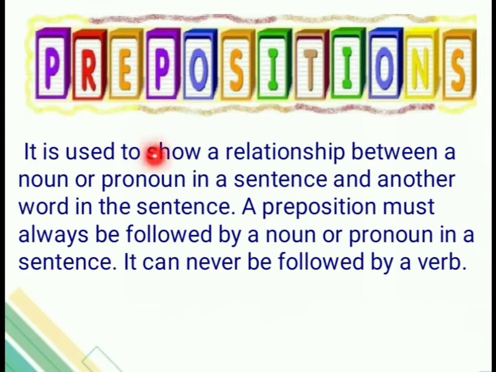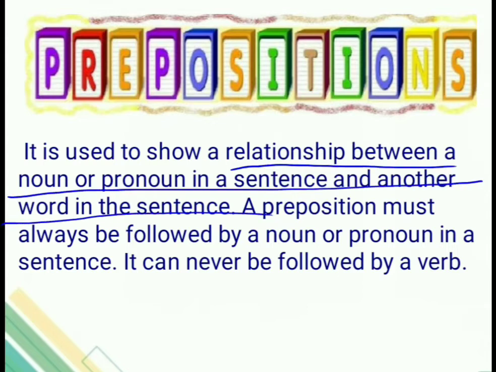Let's see. It is used to show the relationship between a noun or pronoun in a sentence and another word in the sentence. Now you know in a sentence you have a noun or a pronoun about which you're going to talk. Subject, isn't it? So what is the relation of that subject with the other half of the sentence? That is going to be your preposition. So a preposition is going to show the relationship between the noun and the other half of the sentence.